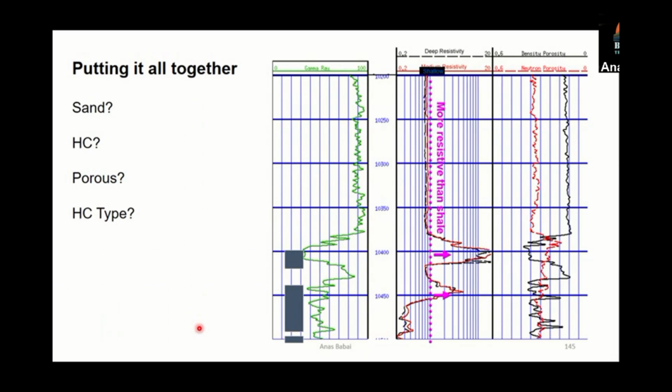So now let us put it all together. We identify those two zones, this zone and this zone, as zones which have low gamma rays, so they are our reservoirs. And now we come to the resistivity to check whether it contains hydrocarbon or not. We saw those two zones will have high resistivity.